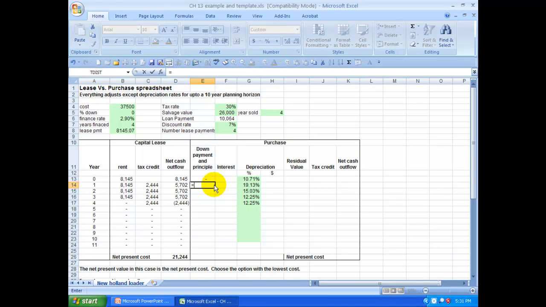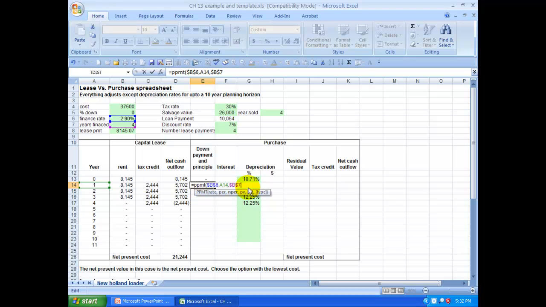And so that's going to be equals PPMT, the principal portion of the payment. The rate is my finance rate, 2.9%, comma. The period that I'm in is the year that it is, comma. The total number of periods is the years financed, and that should be an F4. Coming back, my rate should also be an F4.